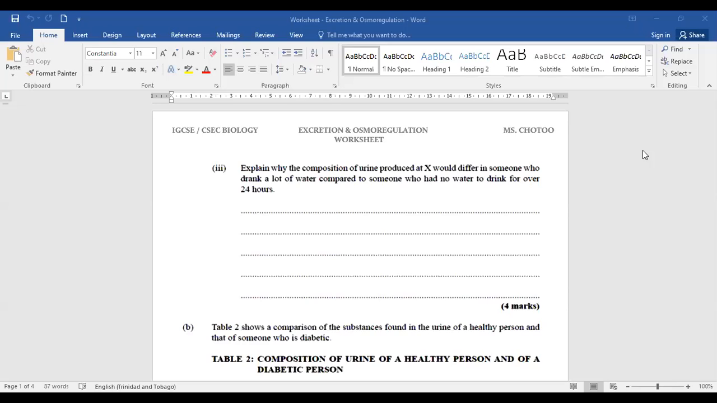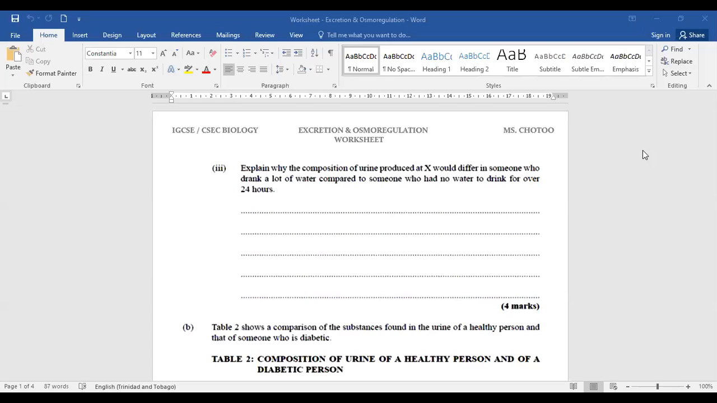The reason why somebody who would have had a lot more water to drink would have more diluted urine is because when the brain senses that there is excess water, no ADH is produced, right? So therefore, none of the excess water is reabsorbed into the blood, and instead it is all passed out, and then you get diluted urine.